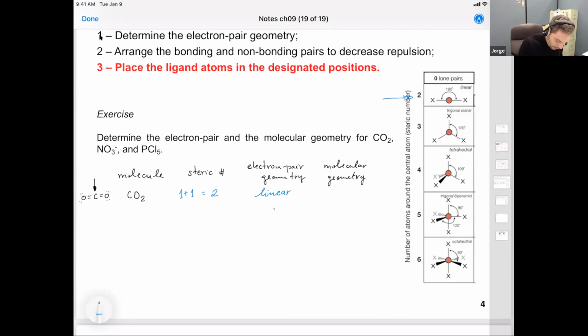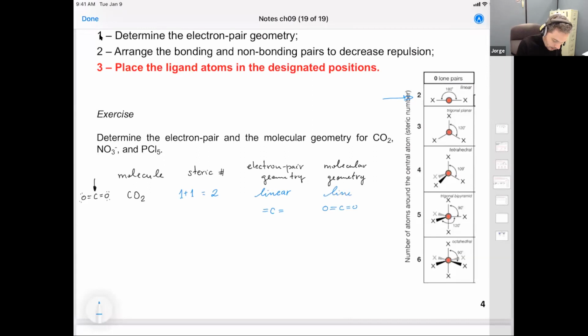Okay? So we have carbon and then a linear arrangement. Now, for the molecular geometry, we are going to fill up the spots available with the bonding atoms. In this case, we have a linear arrangement, and we are going to fill this linear arrangement with the oxygens. And for the molecular geometry, you will only look at the bonding atoms. In this case, there is no difference between the electron pair geometry and the molecular geometry.